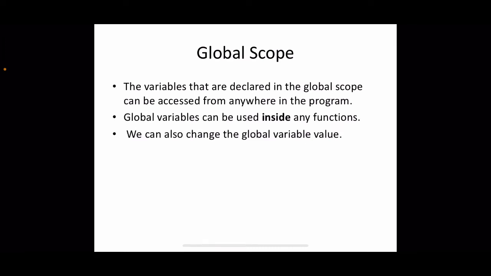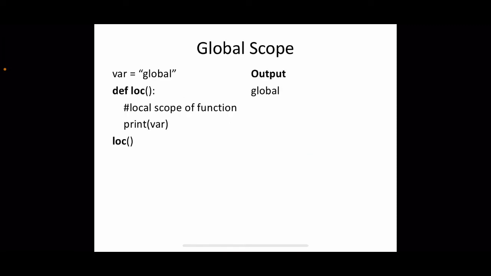Like that we have global scope. The variables that are declared in the global scope can be accessed from anywhere in the program. We have already seen that x is actually a global variable, because it can be accessed throughout the program. Global variables can be used inside any functions. We can also change the global variable value. Let's see an example for global scope.